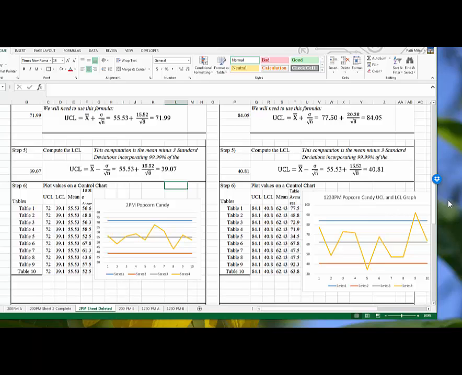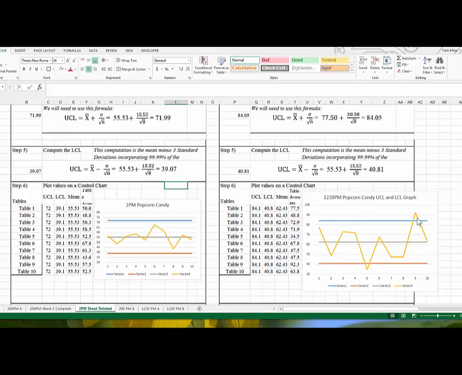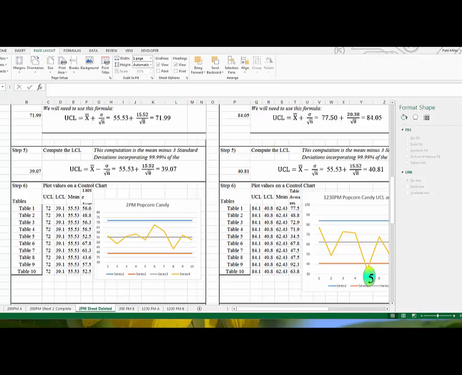On the 12:30 popcorn candy graph it's a little more interesting, because you can see that this point right here and this point right here are outside of the upper and lower control limits. This blue line represents the upper control limit, this red line represents the lower control limit, and these observations are outside of it. So we can go and check out what happened at table 5 and at table 9. You can see here this is table 5, and let's go up above and see what that shows us.